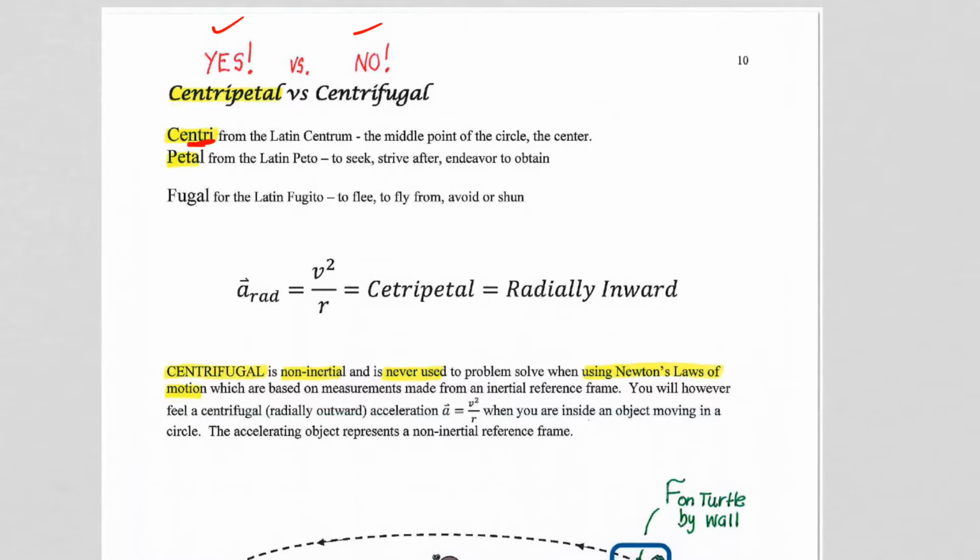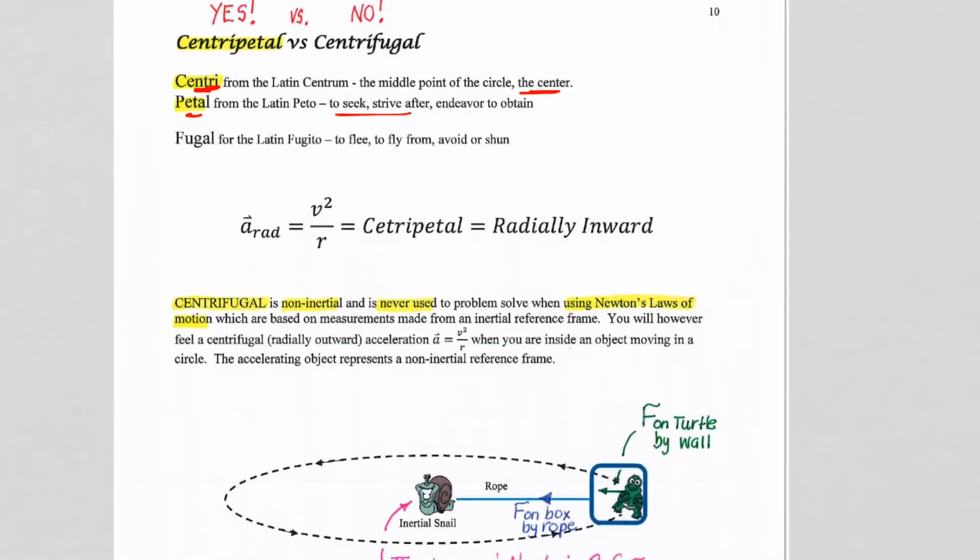Centra, meaning towards the center of the circle, from the Latin centrum. Petal, from the Latin peto, and that's to seek or to strive after, to seek the center. Centrifugal is an outward acceleration, outward force that you would feel if you're inside of an object moving in a circle. And we're going to talk about that at the bottom of this page of notes.